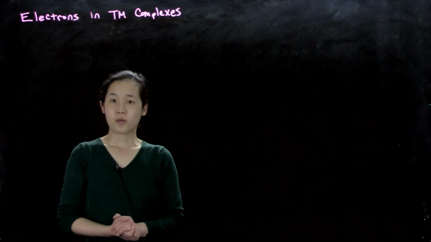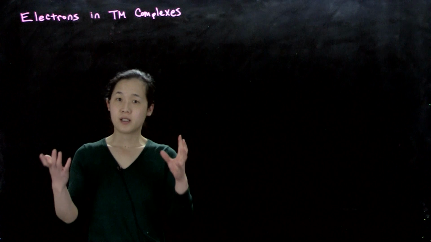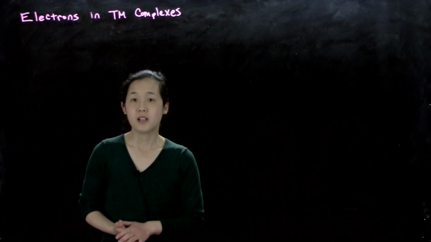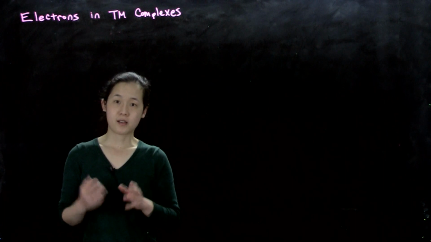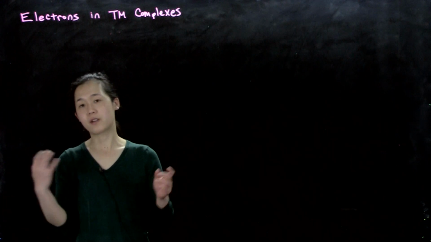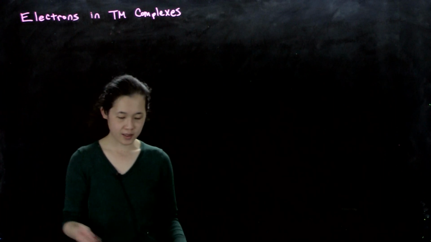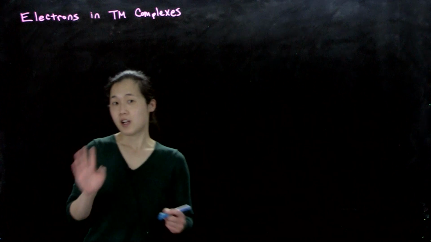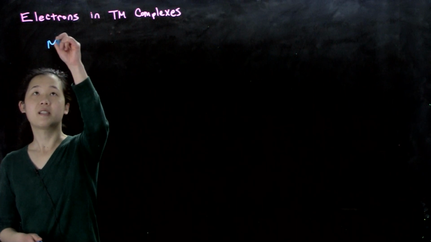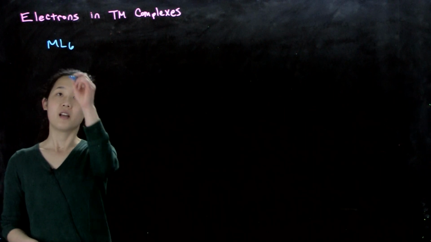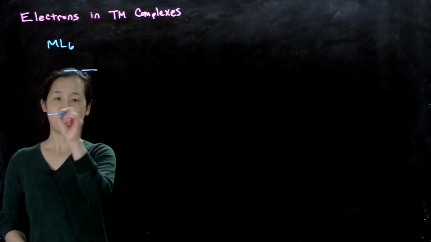So now that we know how d orbitals split in energy upon entering a ligand field for a transition metal complex, let's talk about what happens to the electrons on the metal. This is the d count that we were so focusing on for the past couple weeks. So suppose we have an octahedral complex, so again ML6, and we know that our d orbitals split like so.